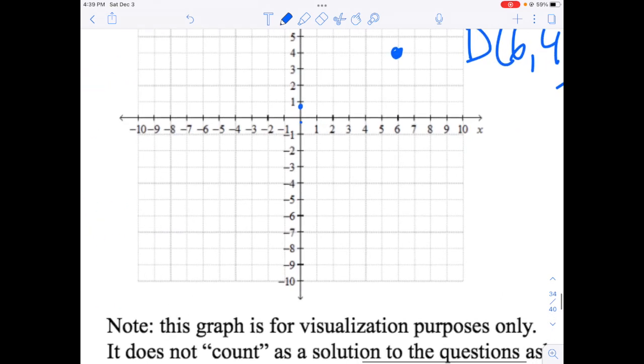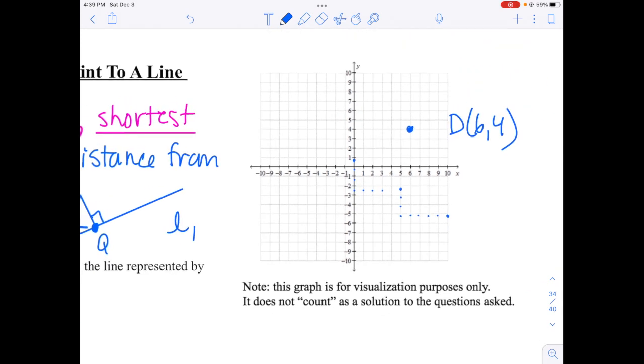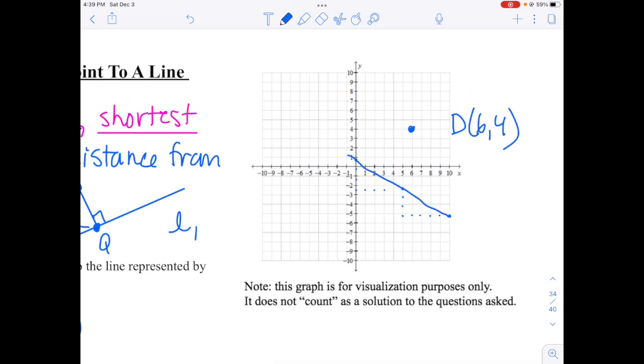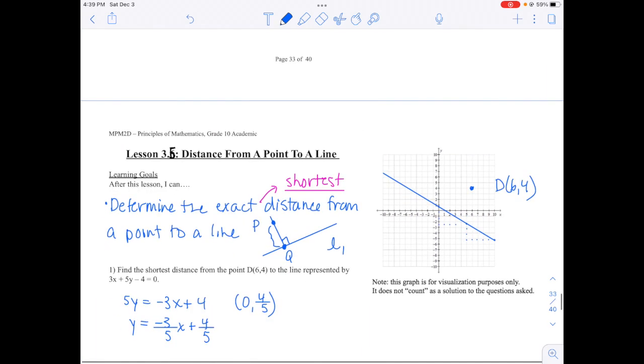So I'm going to go down 1, 2, 3, across 1, 2, 3, 4, 5. And I think that's enough. If you grab a ruler, it's enough for us to get the visual of what we're doing. It doesn't have to be perfect. Now, we'll call this L1.